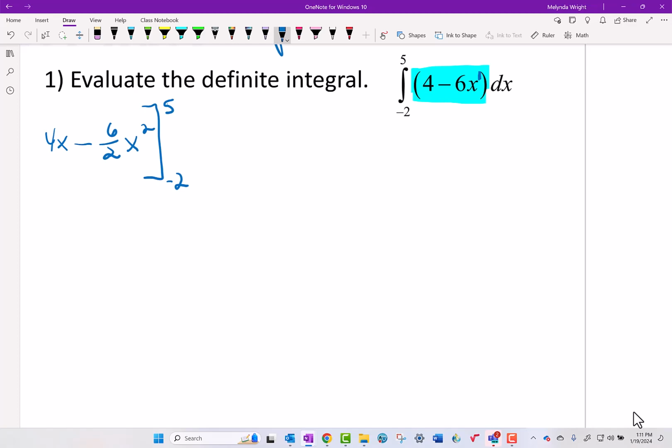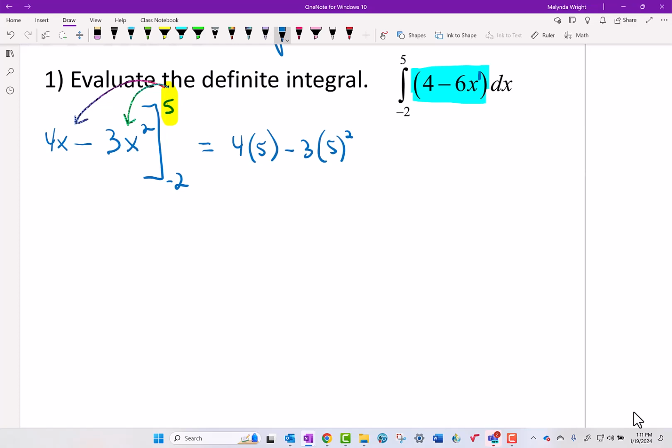Is everybody okay? All right, now if that's okay with you, I'm going to take this 6 halves and turn it into 3, just because it'll be easier to calculate with. So that's a 3. All right, so now here's where we do our f of b minus f of a. What does that mean? I'm going to take this top one, that's b, and I'm going to put it where the x is there and where the x is there. I'm going to do that first. Okay, so I've got 4 times 5 minus 3 times 5 squared.